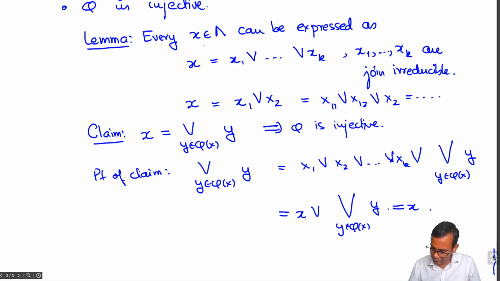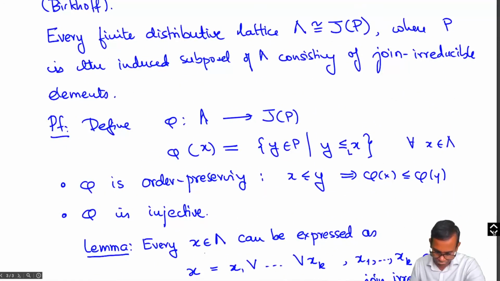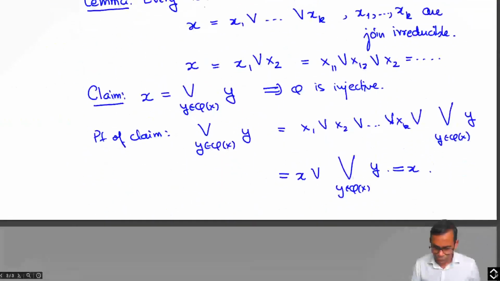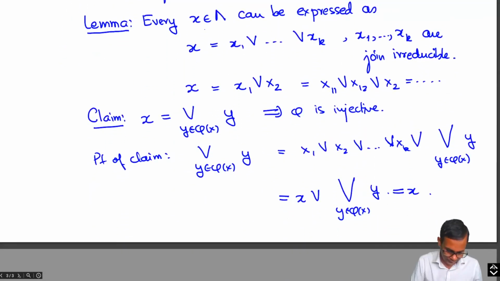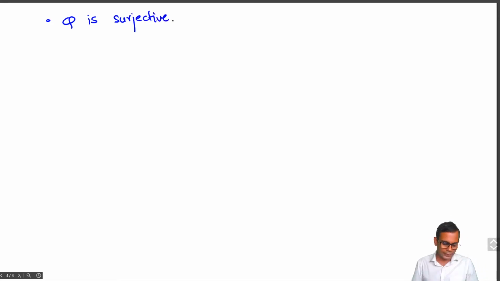So we've constructed an order preserving function from lambda to JP, and we've shown that it's injective. We haven't at all used the fact that lambda is a distributive lattice. It's only for the surjectivity that we need that lambda is distributive. So what I want to show you is that every ideal is phi x for some x.